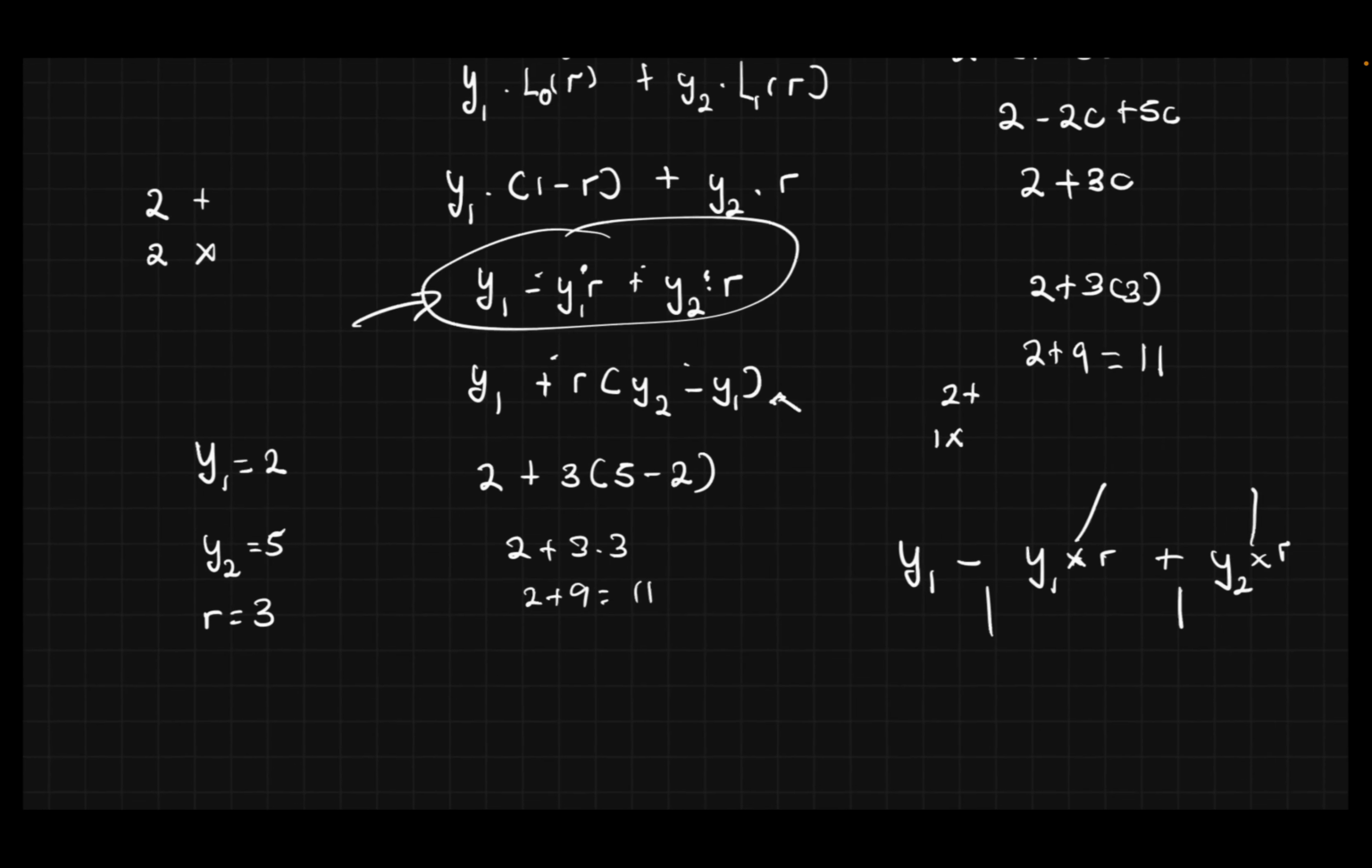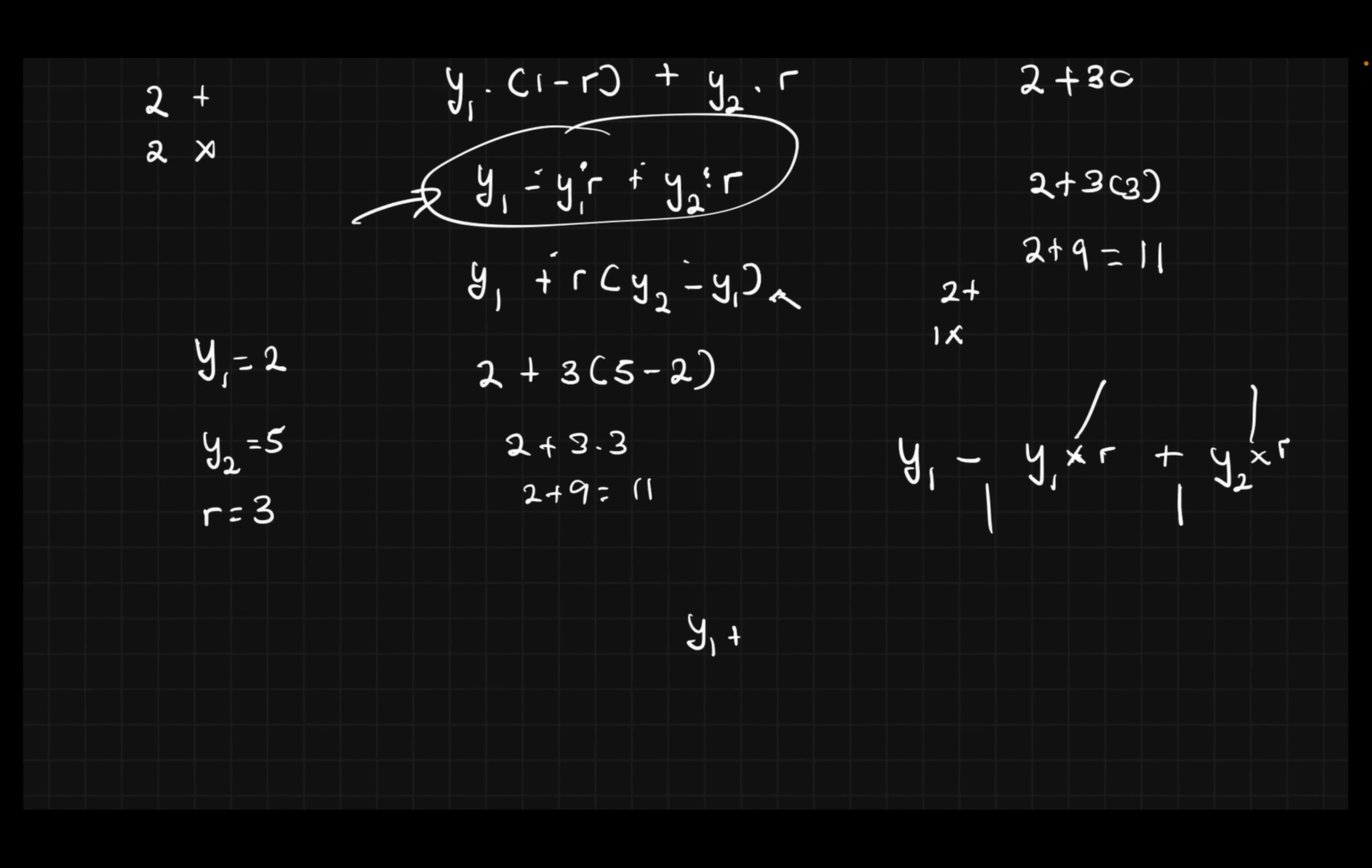Then the other one is y1 plus r times y2 minus y1, right? So there's a multiplication here, which is just 1. That's the only place for multiplying. But then we have an addition here and an addition here, so that's 2. Addition and subtraction are the same thing in terms of time. Does it make sense?